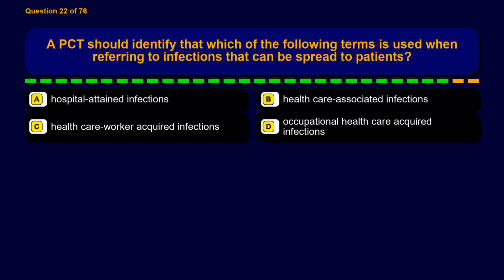Question 22. A PCT should identify that which of the following terms is used when referring to infections that can be spread to patients. Option A, hospital-attained infections. Option B, healthcare-associated infections. Option C, healthcare worker-acquired infections. Option D, occupational healthcare-acquired infections.